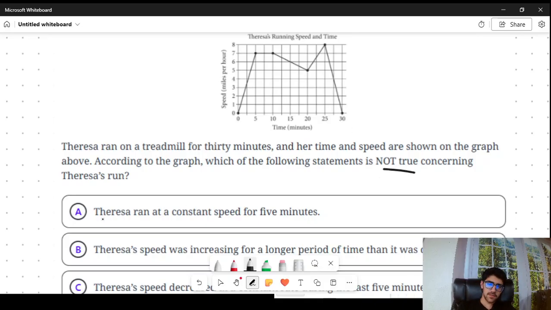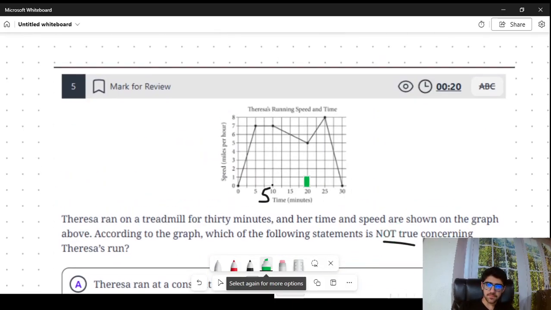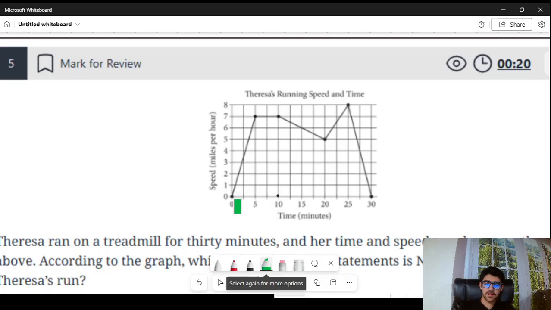The first one says, Teresa ran at a constant speed for 5 minutes. If you look here, it's a straight line, so that means the speed never changed. And she ran from 5 to 10 minutes, so that is 5 minutes. So the first one is correct. Then it says Teresa's speed was increasing for a longer period of time than it was decreasing. If you look at this, it was increasing from 0 to 5, and then again from 20 to 25. So that is 10 points.